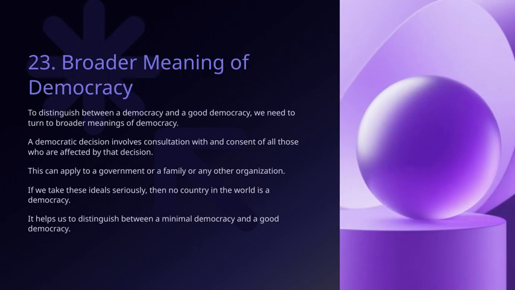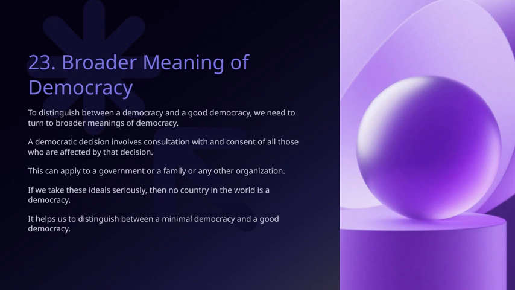When we talk about democracy, it's important to understand that there's a broader meaning beyond just voting or elections. A true democratic decision involves more than just ticking a box. It requires consultation with those affected, and ideally, their consent. This principle applies not only to governments, but also to families or any kind of organization. If we take these ideals seriously, it actually becomes clear that no country in the world fully meets this broader standard. This helps us see the difference between a minimal form of democracy, what we might see on paper, and a truly good democracy that genuinely respects everyone's voice and participation.